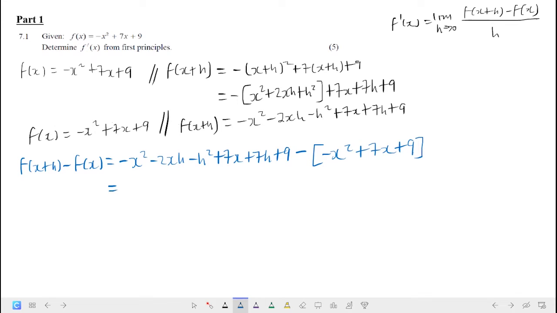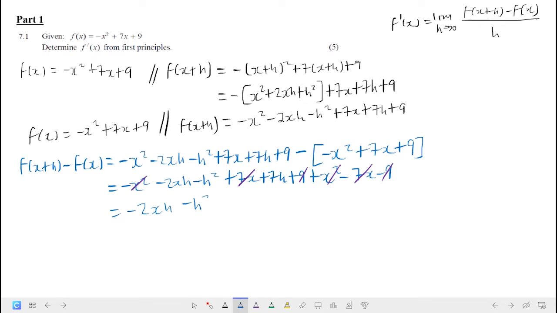Right, now let's go ahead and simplify this. So this is going to be minus x squared minus 2xh minus h squared plus 7x plus 7h plus 9 plus x squared minus 7x minus 9. Now, as you can see here, this one cancels with that, and this one cancels with that one, and that one cancels with that one. And then here we are left with minus 2xh minus h squared plus 7h.